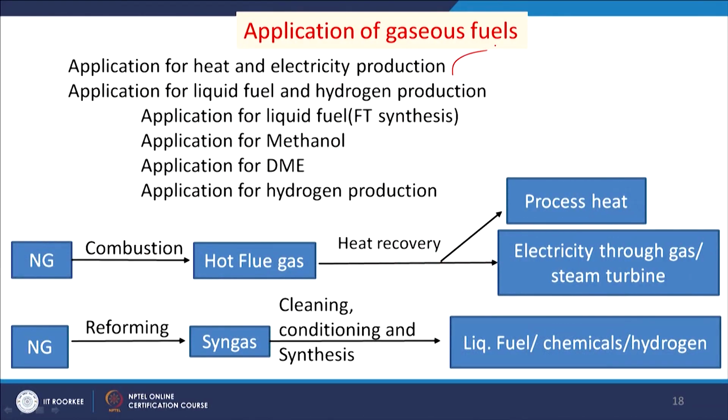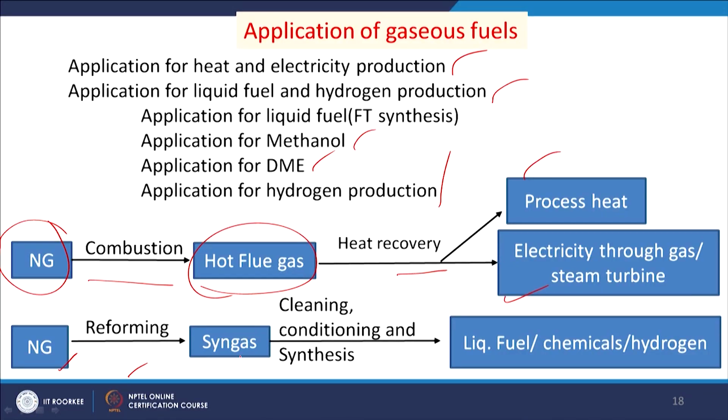Now we will see how these various types of gases can be used conventionally. They can be used for heat and electricity production, the very conventional method, and also for applications in liquid fuel and hydrogen production: liquid fuels, methanol, DME and hydrogen can be produced. So, we have natural gas. We follow the combustion route, we get hot flue gas and then heat recovery, which gives us process heat and electricity through the steam and gas turbine.